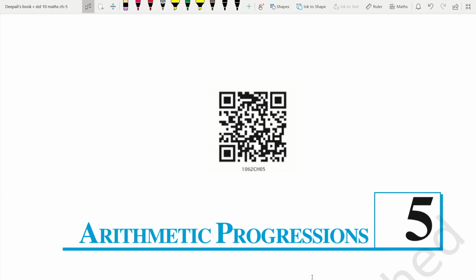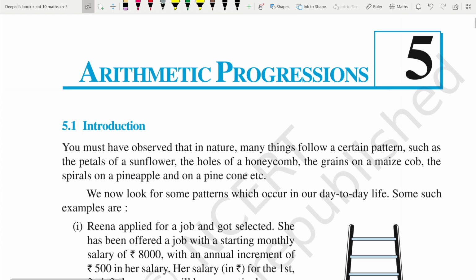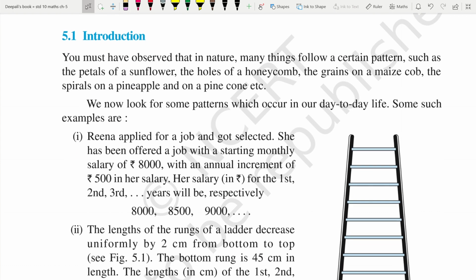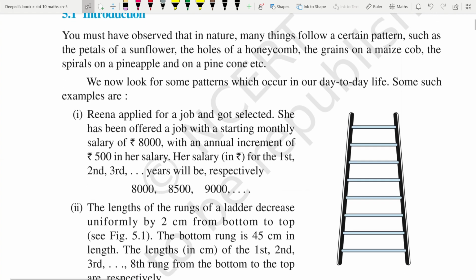Now, we all are familiar with a number of events happening together, one after the other, or a sequence of events. We are going to study something related to this sequence or a series of events occurring one after the other, and that also with numbers. You must have observed that in nature many things follow a certain pattern, such as petals of flowers, the holes of a honeycomb, the grain of a maize cob, the spirals on an apple, pineapple, and a pine cone, etc.